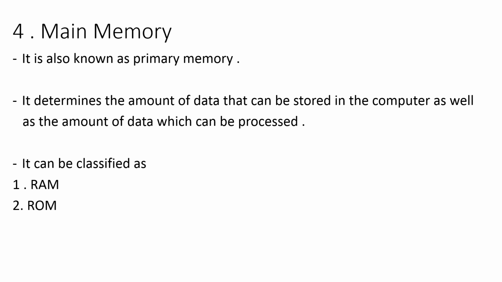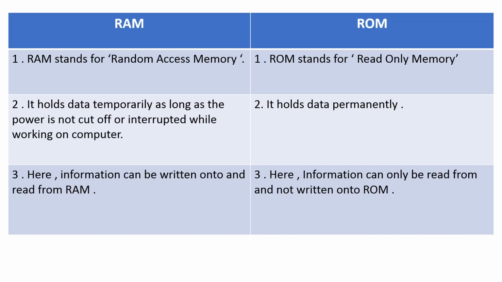Which are the two parts? RAM and ROM. Now, the main memory consists of the two parts, as we have seen in the previous slide, that is RAM and ROM. To make you understand in a clearer way, I have made a table between RAM and ROM, as you can see on your screen. So you will understand more clearly according to this table.